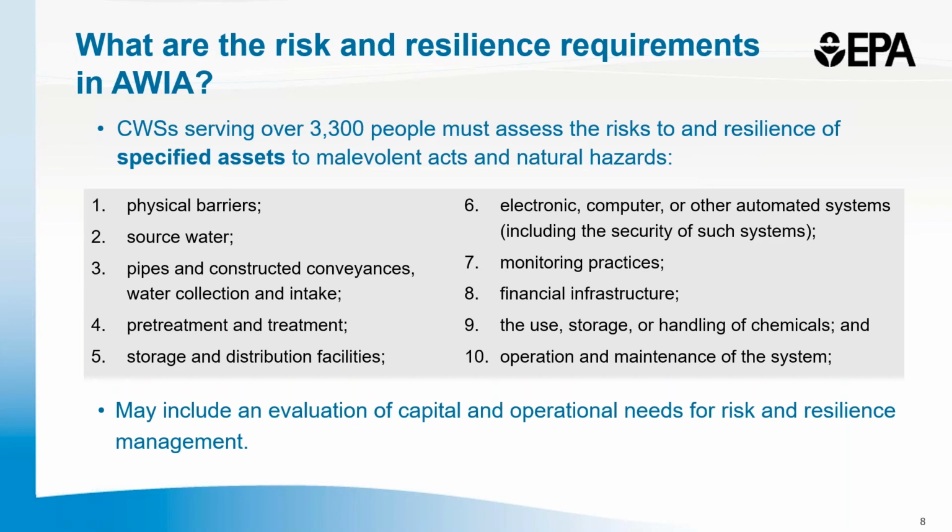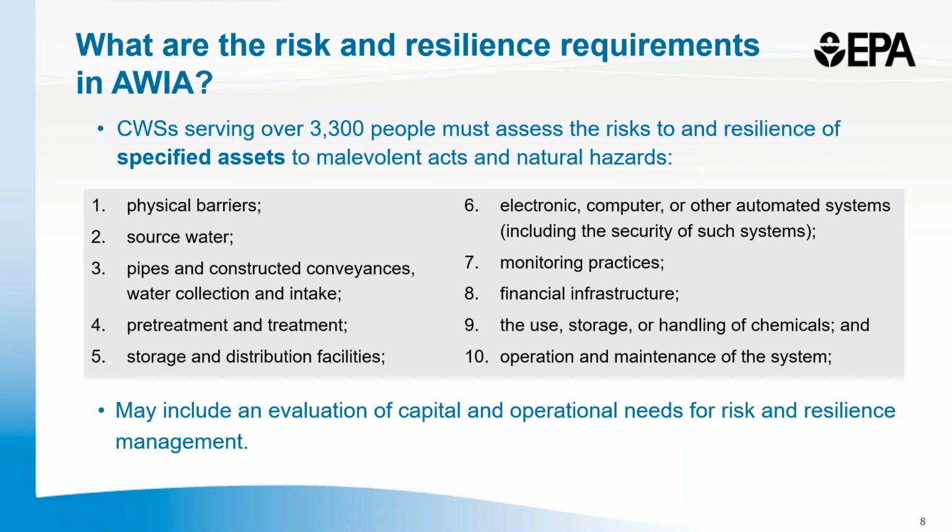So what are the requirements in AWIA for the risk and resilience assessments? AWIA specifies 10 different categories or types of assets that must be addressed in these risk and resilience assessments. And one important distinction between AWIA and the much earlier 2002 Bioterrorism Act is that AWIA addresses both malevolent acts and natural hazards, whereas the vulnerability assessments that you may have conducted or heard about from the 2002 Bioterrorism Act really just focused on man-made acts of terrorism or other man-made hazards.